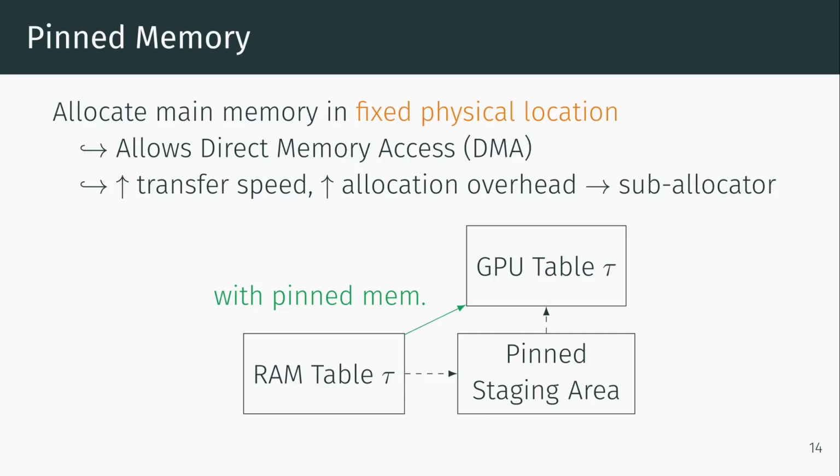Now, since we aim for efficient hardware utilization, we will also evaluate the impact of a CUDA driver feature called pinned memory. This allows us to allocate memory in a fixed physical location, as opposed to it being swappable by the operating system. And this allows us to use the direct memory access facilities of the GPU to copy data without involvement of the CPU at all. And this, of course, increases transfer speed, but there's also an allocation overhead associated with allocating this pinned memory. To mitigate that, we employ a sub-allocator that hands out this pinned memory from a pre-allocated pool.